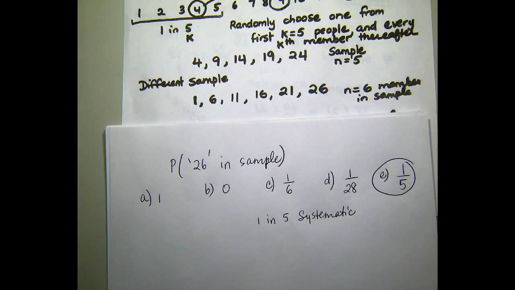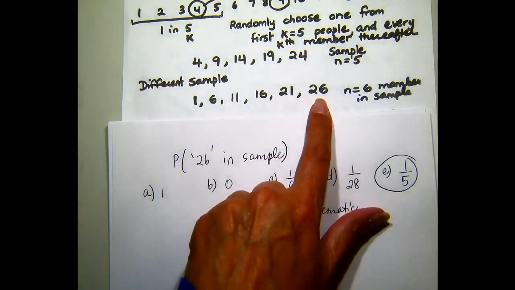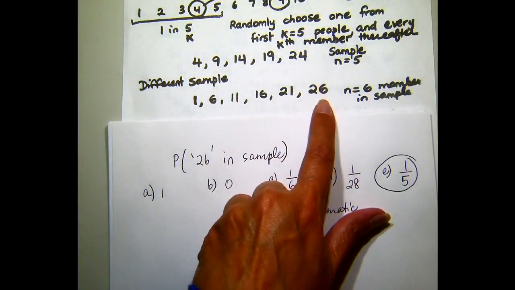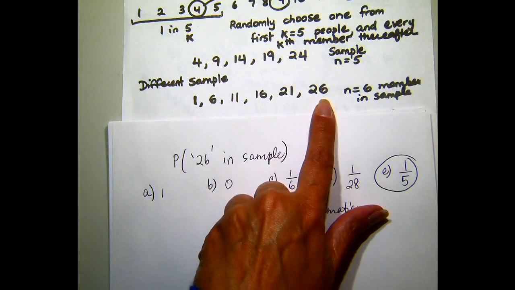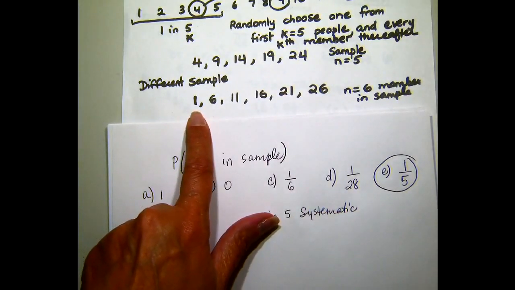Okay, one more time. Since when you start off there are only 5 options, and only one of them will give you 26, the probability that you're going to end up with it is 1 out of 5. I agree. So she's saying that you can only end up with 26 being in the sample if you start with person number 1. Do you agree with that?